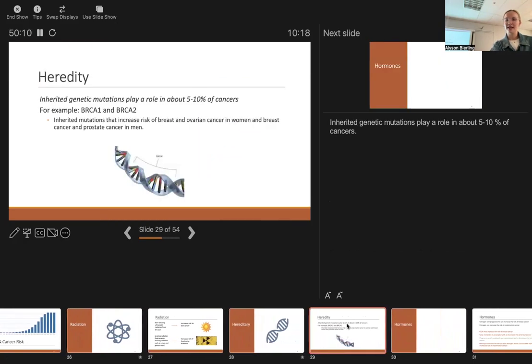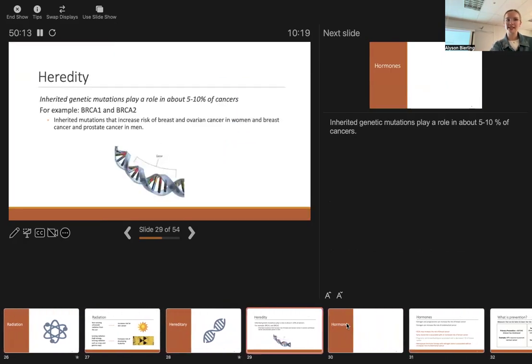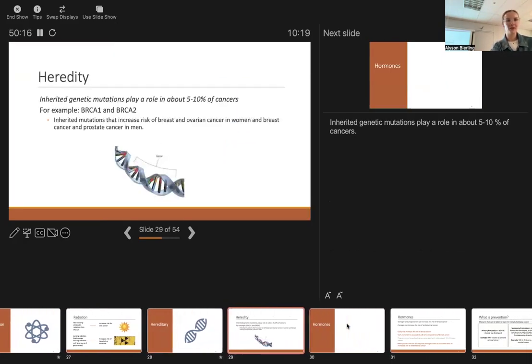All right. So hereditary factors. There are some genes that we know play a role in the development of cancers, and only about 5 to 10% of cancers are attributable to genetic mutations. One of the most common genetic mutations that contribute to cancer risk are the BRCA1 and BRCA2 genes. Has anyone heard of these genes before? Maybe some of you.